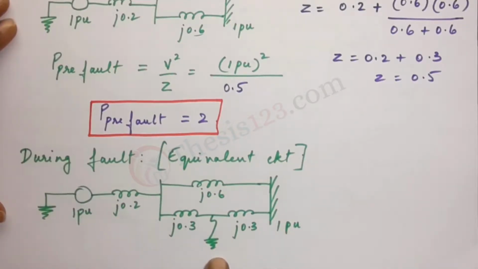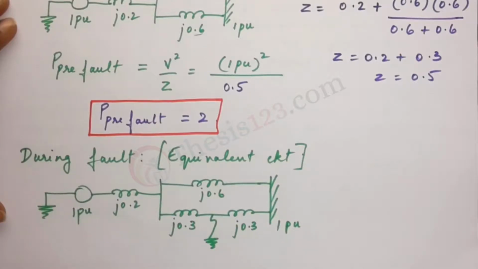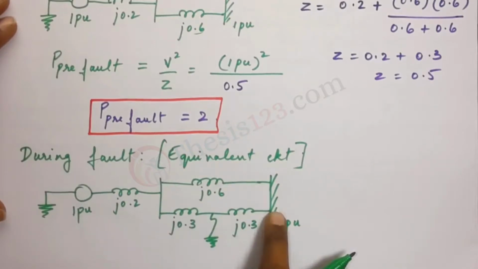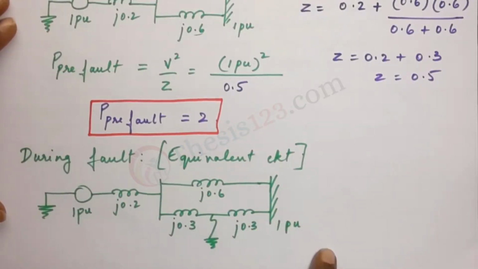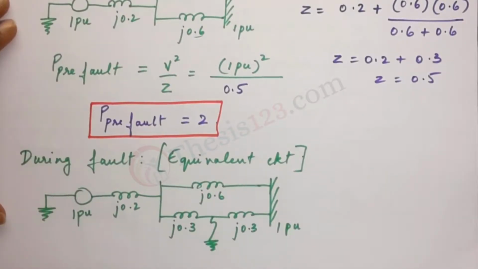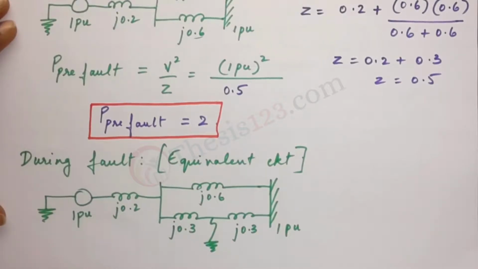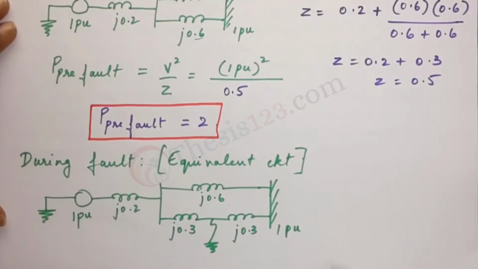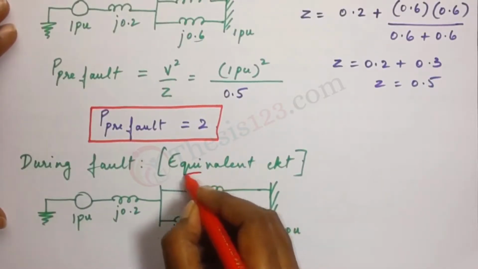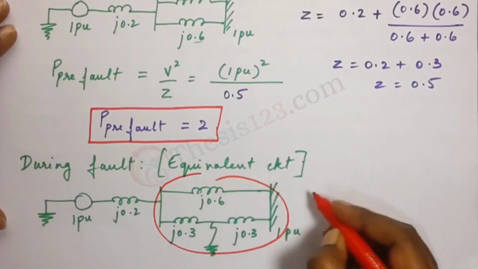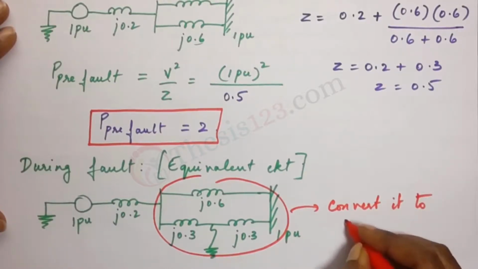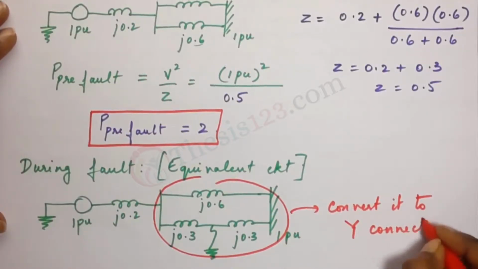Now we have a few things to do. This is in the form of delta. So first we have to convert it into star form, a star connection, and then convert it back into delta in order to form a pi connection. We'll do it step by step. The first thing is to evaluate this portion here and convert it to star connection.